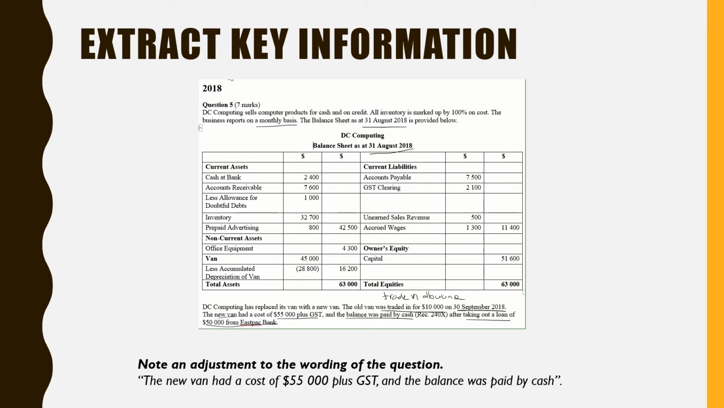And so with that in mind, because we know we'll be working with some sort of a trade-in, we know that the costs of the van and the accumulated depreciation of the van will be very important as well. So we go back to the balance sheet. We can see here that we've got van cost. That's going to be our historical costs. And we've got our van's accumulated depreciation. That's going to be our van's carrying value. Now remember, this is all as at 31st of August.